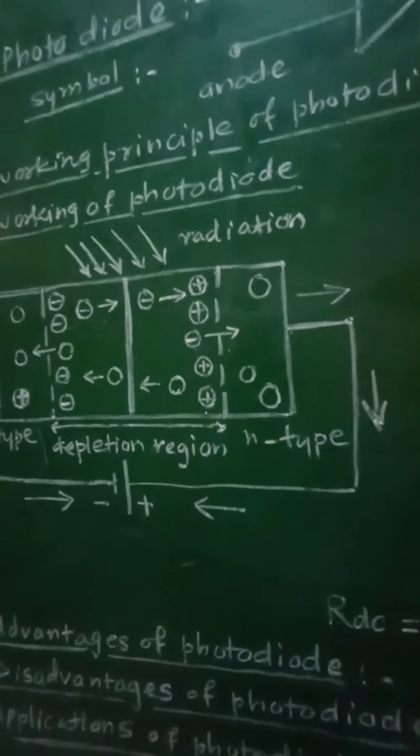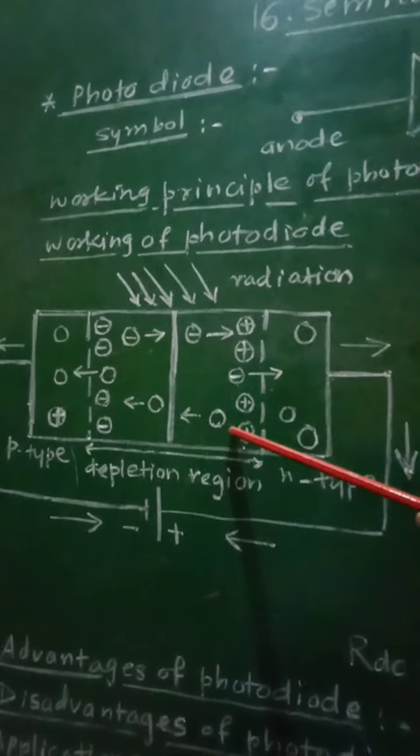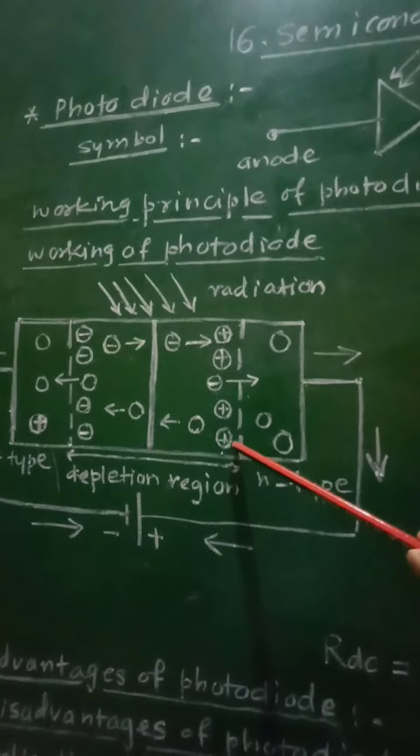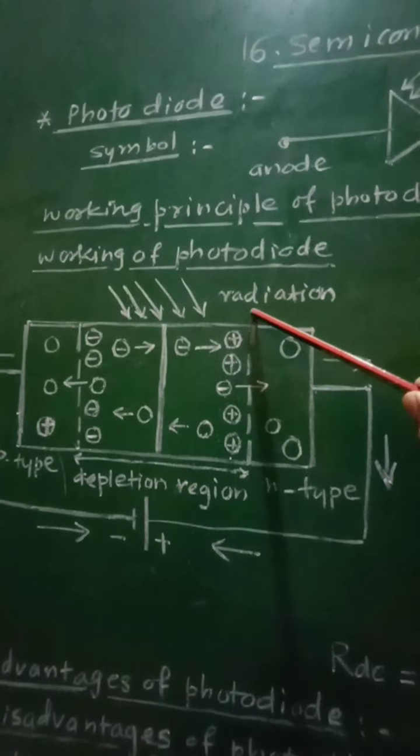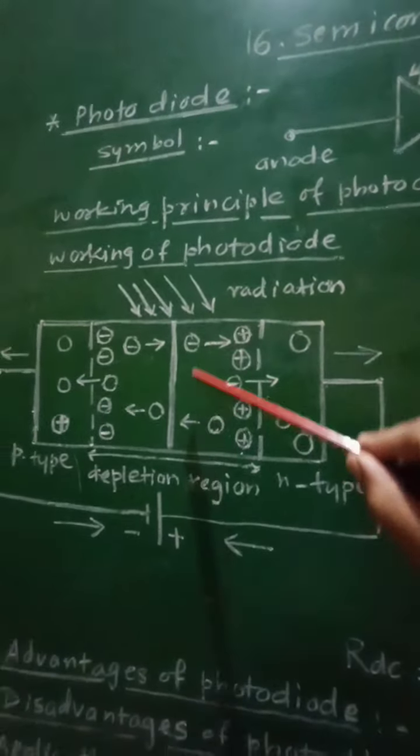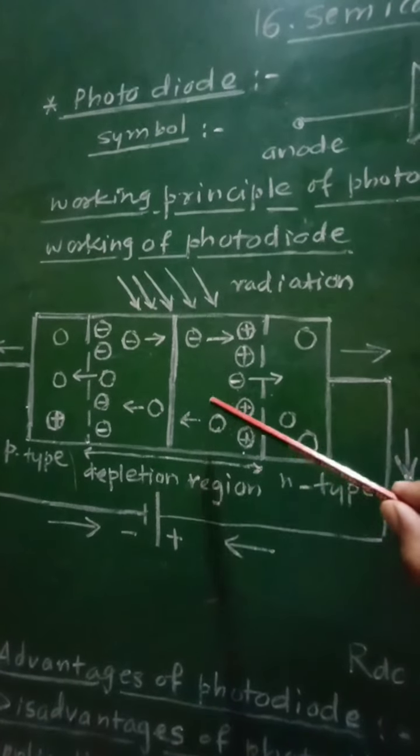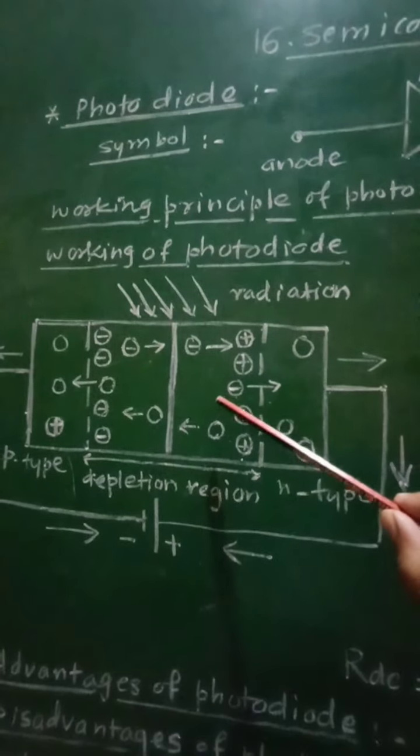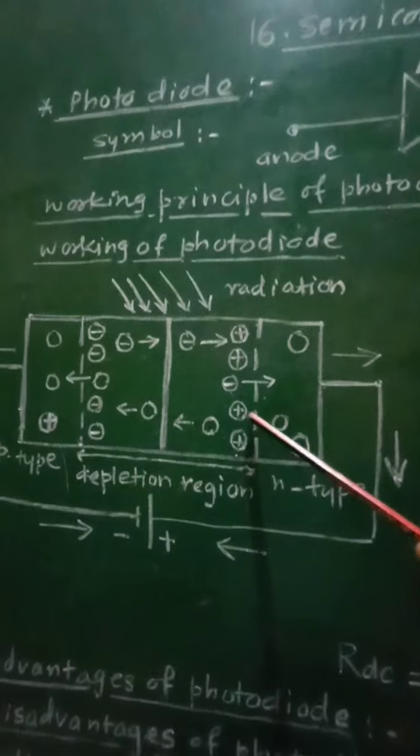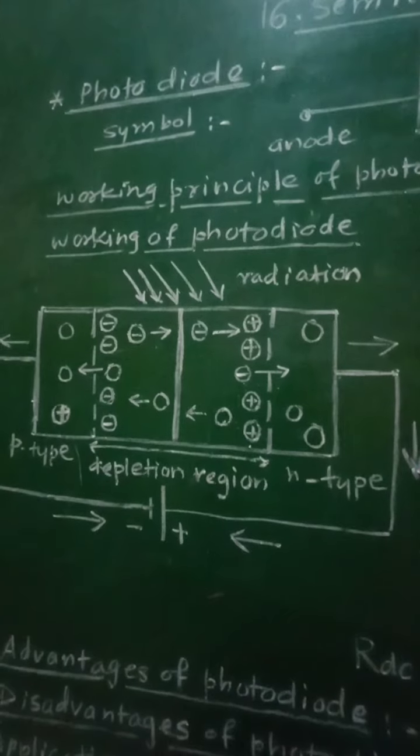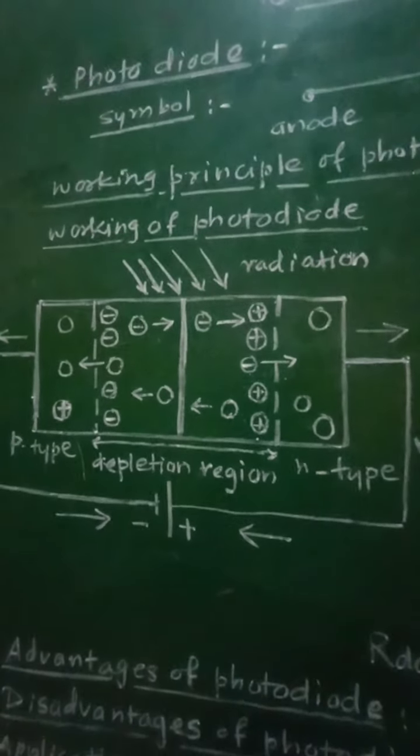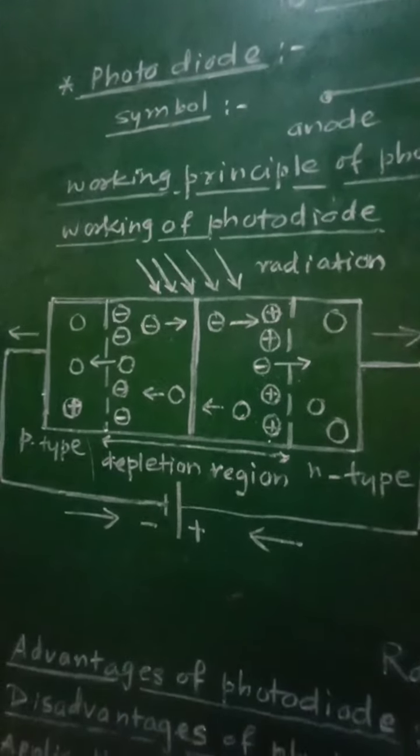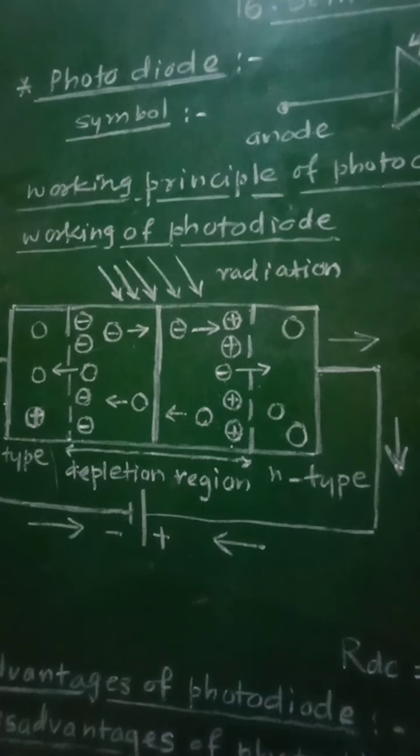Now more carriers are available. A large number of carriers will be available for the conduction and the reverse current increases. So as a large number of photons are incident on this depletion region of the diode, at that time a large number of carriers are available for the conduction and the reverse current will increase. This reverse current depends upon the intensity of incident radiation, that is, a large number of photons will give rise to a large amount of reverse current.